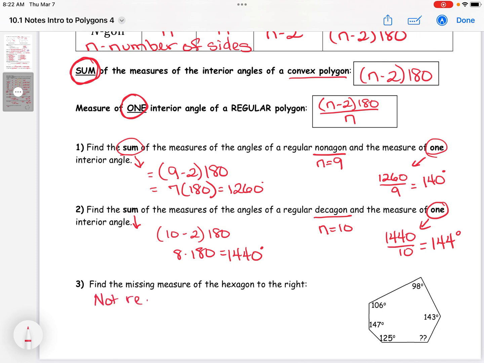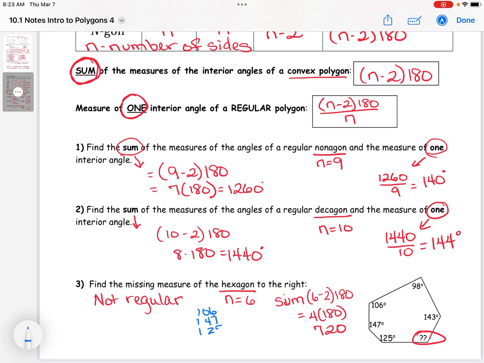Okay, so number 3, not regular. But n is still 6. The sum is still 6 minus 2 times 180. And we did this up at the top, which is 720, right? Okay, so I'm going to add up all the angles I have, subtract from 720, and that's going to be my missing angle. So I'll change colors.